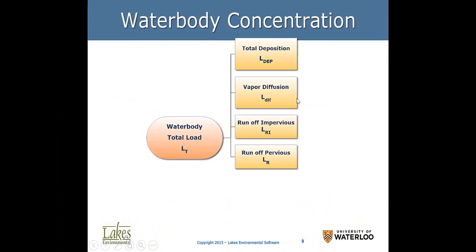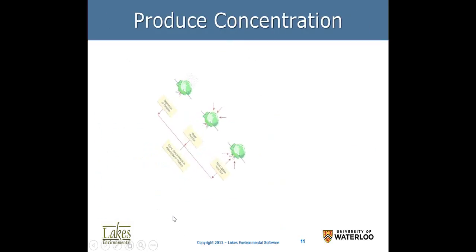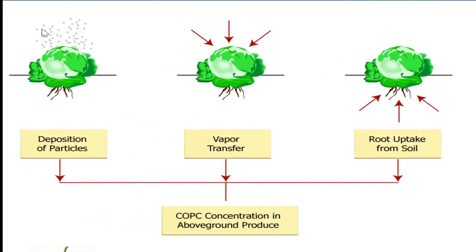These are the variables we're going to use in the coming equations. Total deposition, L, all of them will have L. Deposition, diffusion, runoff from impervious and pervious surfaces, just R. Soil erosion, internal transfer. The diffusion to the water body, the LDIF, is computed by this, and we also have that in the Python code. Produce concentration, direct deposition of particles, as you can see here, and vapors.